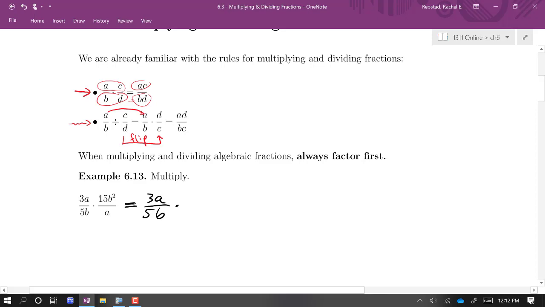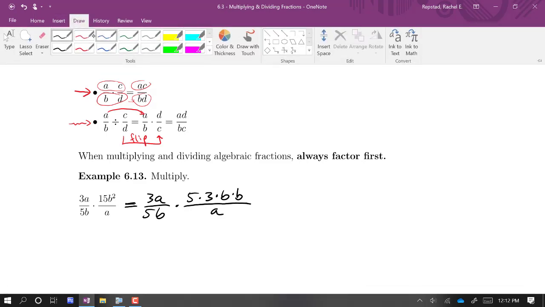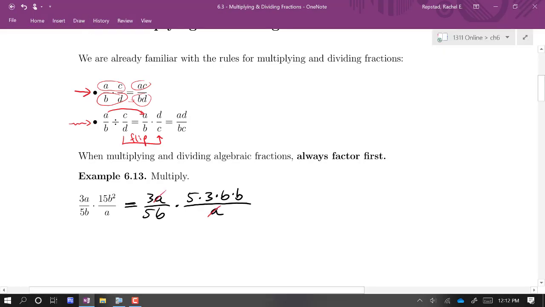So 15b squared, that's 5 times 3 times b times b. On the bottom, of course, is just a. So now, look, we can cancel. A cancels with a, 5 cancels with 5, a b cancels with a b, and we are left with 3 times 3 is 9b. All right, so that's as far as we go there.